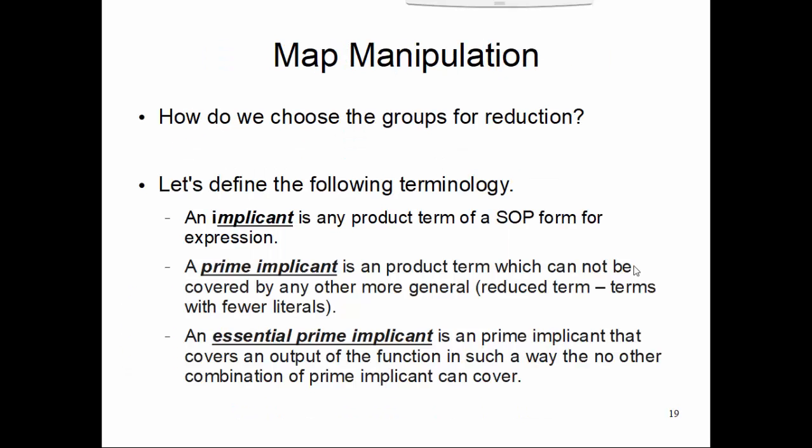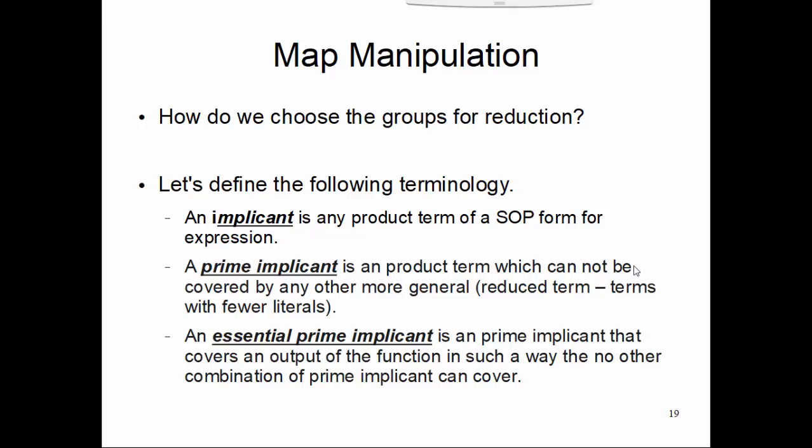Now let us review that query, how do we choose the group for reduction? To do that, in theory, we need to define a couple of terms: implicant, prime implicant, essential prime implicant. An implicant is any product term of an SOP expression, any product term. A prime implicant is a product term which cannot be covered by any other more general or reduced term, meaning a term with fewer literals.